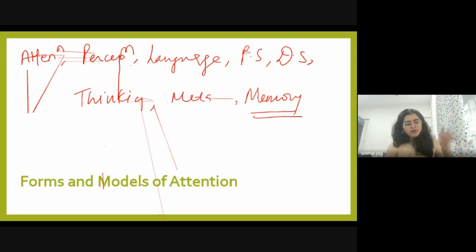We are going to focus on all the important models because a lot of times they might ask questions which are match the following types, where they'll mention the researcher's name and then they'll mention the model or a description of it. So keeping all of those things in mind, we'll cover today's class.